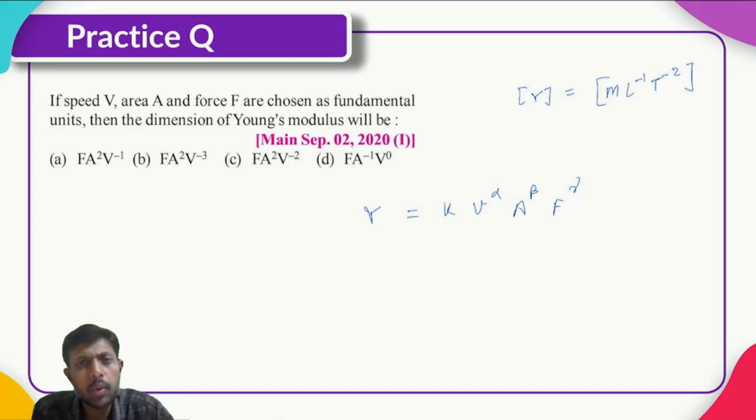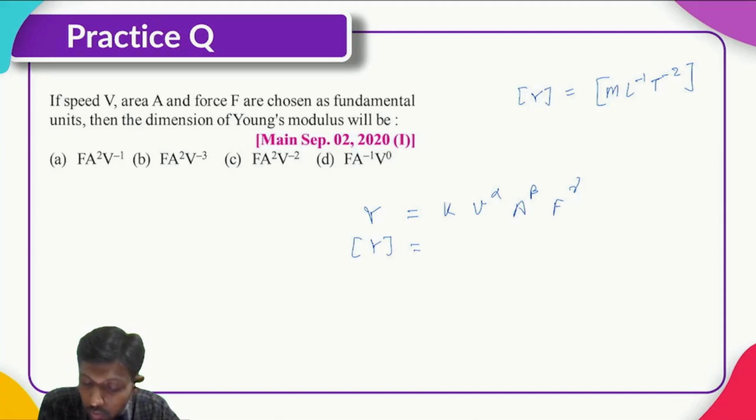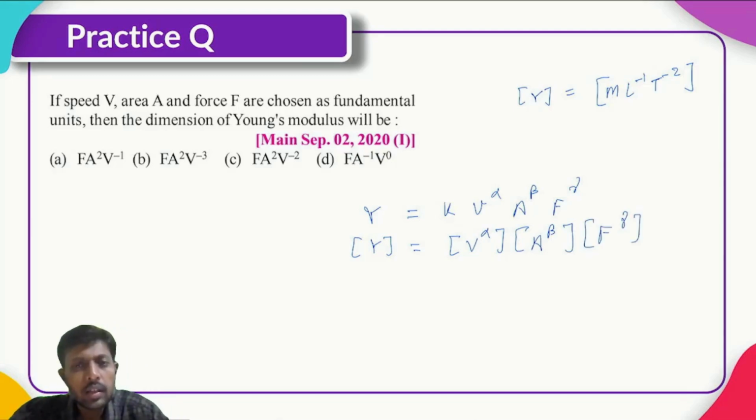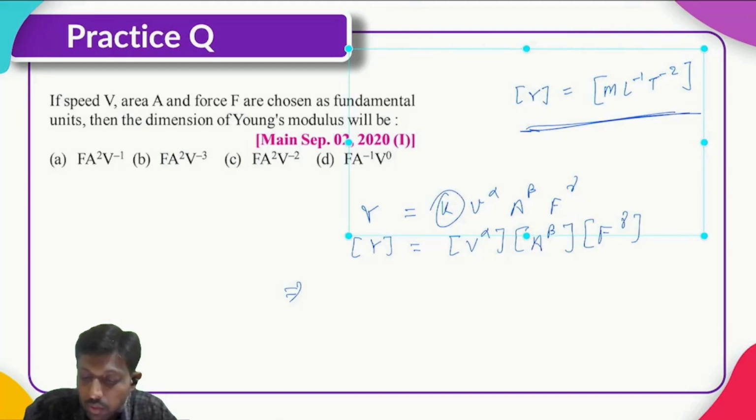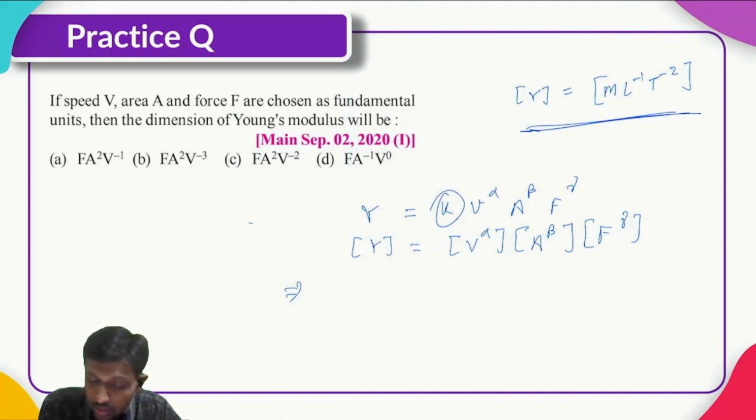What can you say about the dimensions? So the dimension of Young's modulus would be equal to the dimension of velocity or speed to the power alpha, area to the power beta, and force to the power gamma. K I have ignored because this is a constant, its dimension is 1. Now we know the dimension of Young's modulus is this, so I'm just going to substitute it here: ML^-1T^-2.